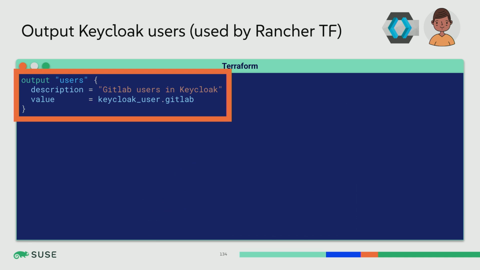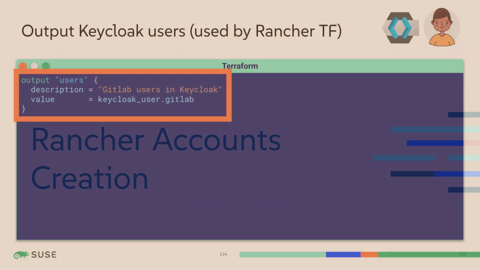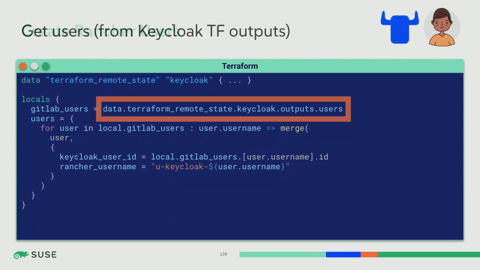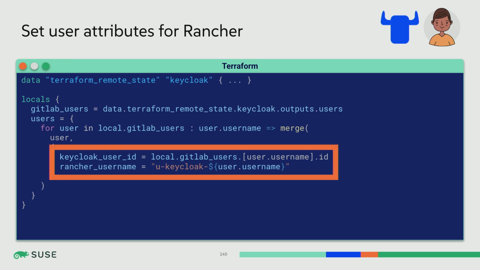Then, as we did for GitLab, we output the user list from Keycloak to let the Keycloak ID be available for the configuration of the Rancher account. So let's move on to the Rancher account configuration. We have here the creation of the account in Rancher to connect on Keycloak. To do so, we'll get the user from Keycloak and enrich the user configuration by setting the Keycloak user ID. So extract the ID from the Keycloak database for this user and link it with the Rancher username we would like to use. Here the username is directly Alice, Bob, and Charlie.